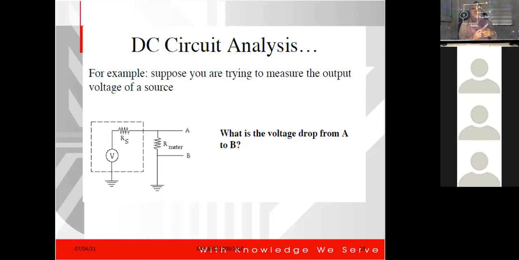So the question, sorry, is it not there? Is this really A and B? This is A, this is B. Meaning A and B are the points across our meter. So the question is, what is the voltage drop between A and B? What answer did you get?